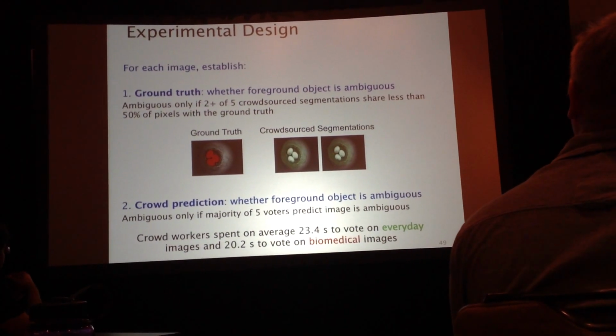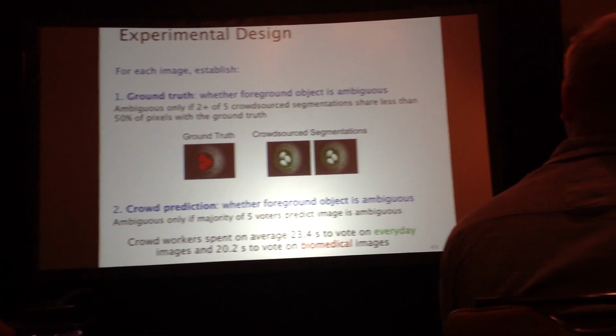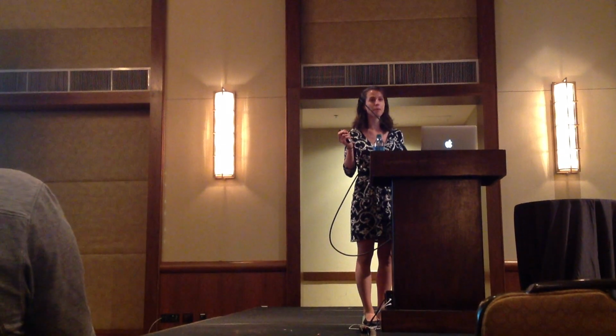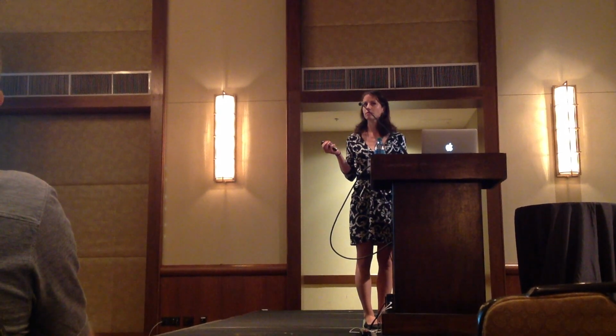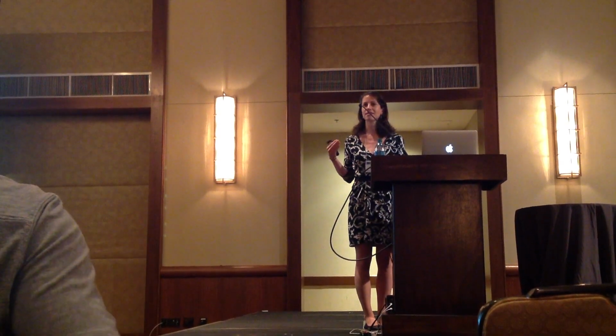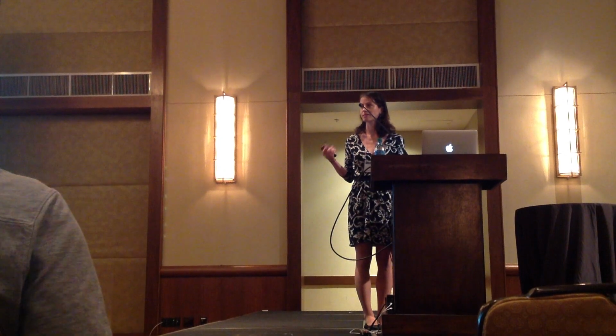one of the findings we saw is that the crowd workers spent on average 23.4 seconds to vote on everyday images and 28.2 seconds to vote on biomedical images. This result actually follows what we observed in the previous study, where more time is spent on images that are recognized.